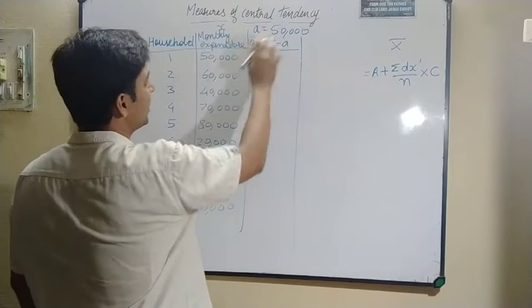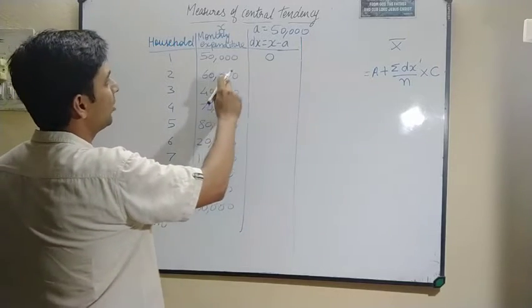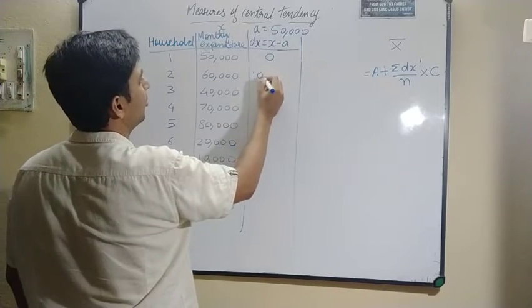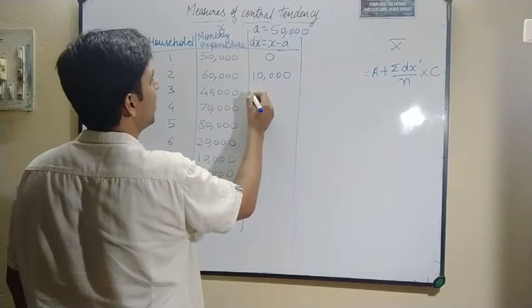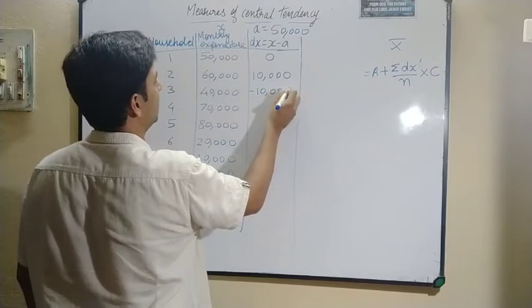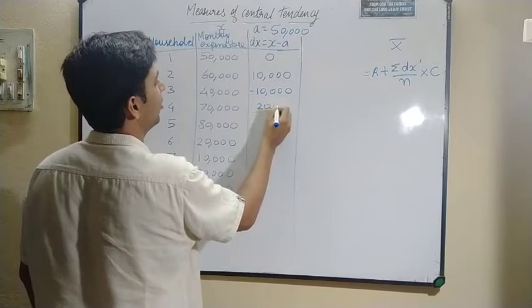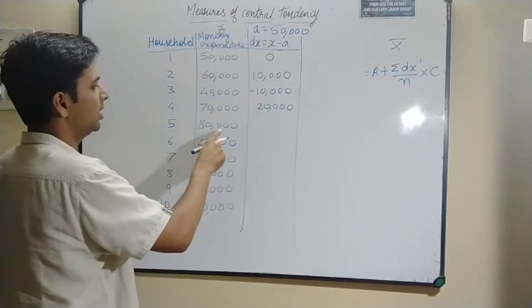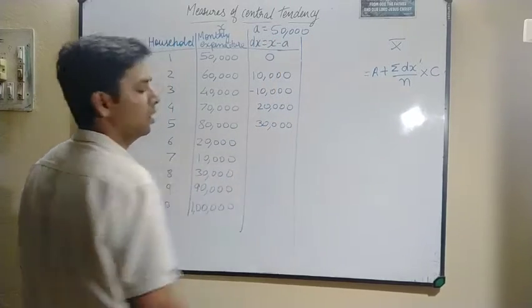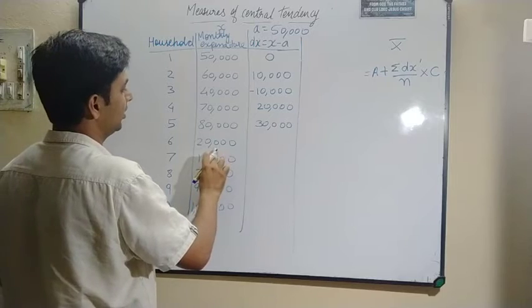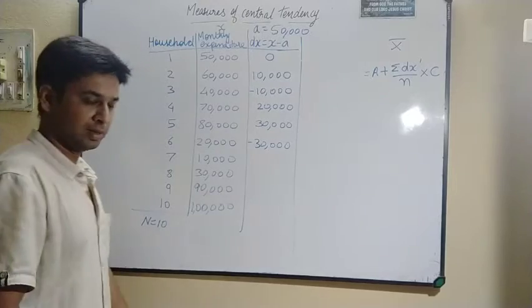Here 50, x minus a, so 50,000 minus 50,000 will be 0, of course. Then 60,000, this is the greater number, so it will be 10,000 here. Okay, 40,000 minus 50,000 will be minus 10,000. Then 70,000 minus 50,000, this is a bigger number, so it will be 20,000 in plus, because this is greater. Again, 80,000 and 50,000, so 30,000 will be here. Okay, then 20,000, see, there is a huge difference, so 30,000 will be calculated like this.